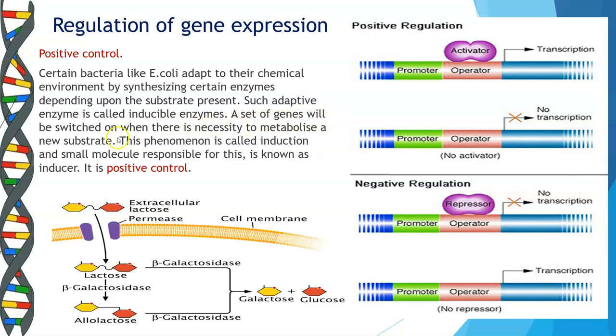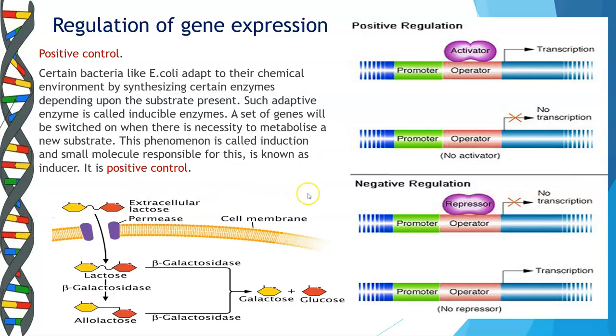A set of genes will be switched on when there is necessity to metabolize a new substrate. This phenomenon is called as induction, and a small molecule responsible for this is known as an inducer. This kind of control is called as a positive control.